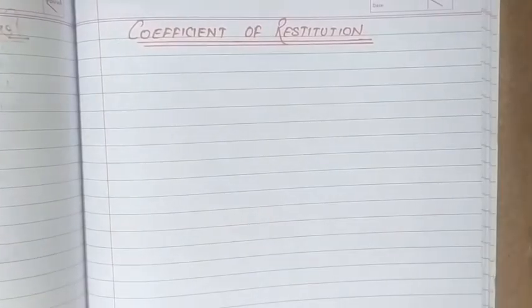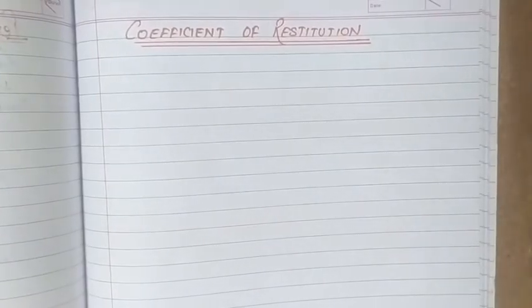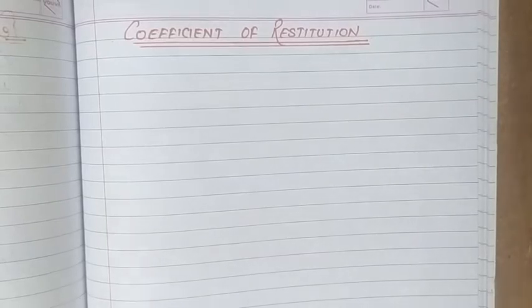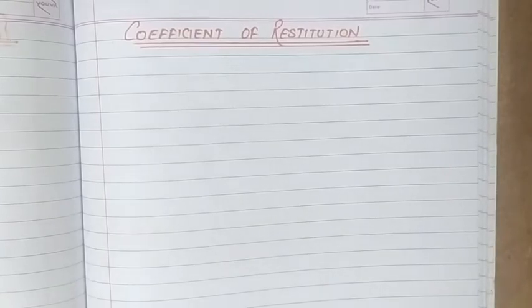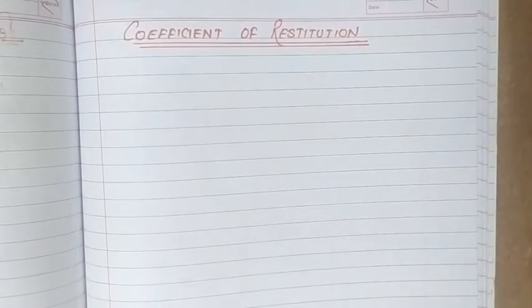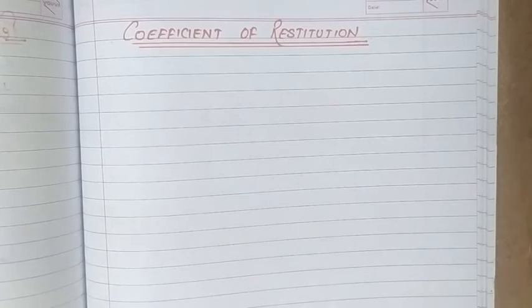Hello students, we have studied elastic collisions as well as inelastic collisions, but in real collisions there is neither a perfectly elastic case nor a perfectly plastic case. Means it is not like the collision is perfectly elastic or perfectly inelastic. So we call them partially elastic collisions, in which kinetic energy reduces, and that's why the speed of separation is less than the speed of approach.